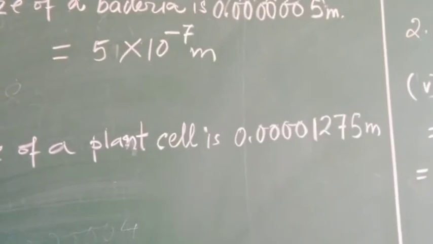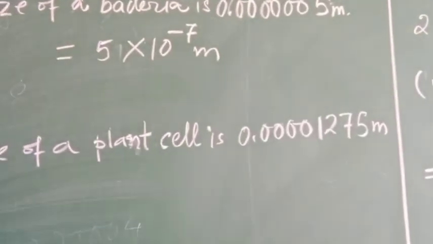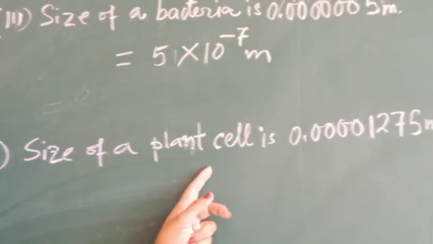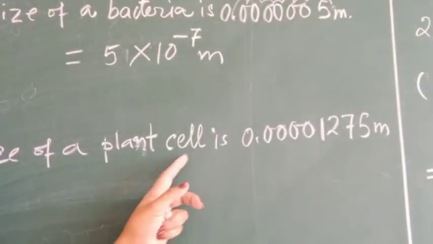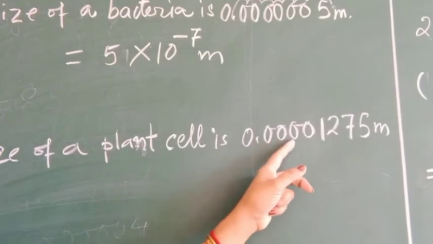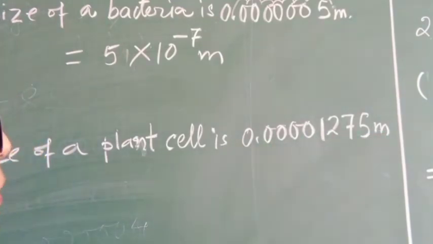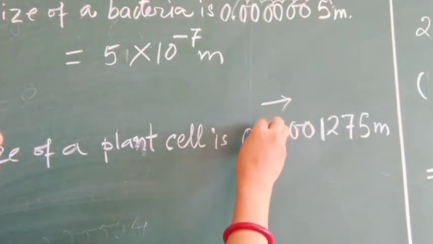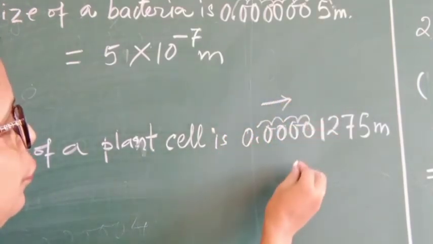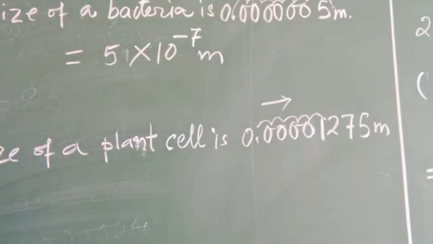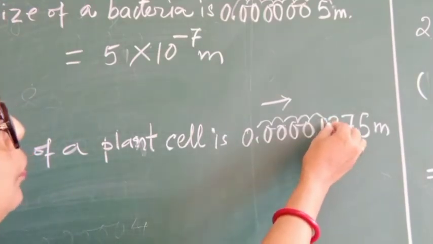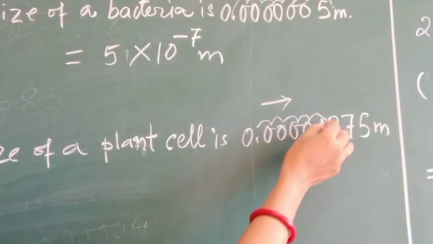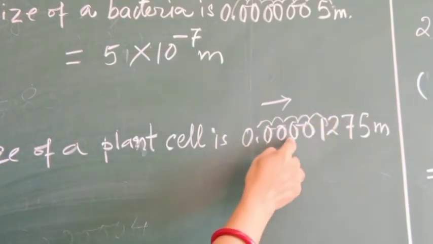Next sum is size of a plant cell. Size of a plant cell is 0.00001275 meter. Again the same case, the point will move to the right side. How many places? 1, 2, 3, 4, 5. After one digit the point will be dropped here. So the point will move to the right side. How many places? 1, 2, 3, 4, 5 places.